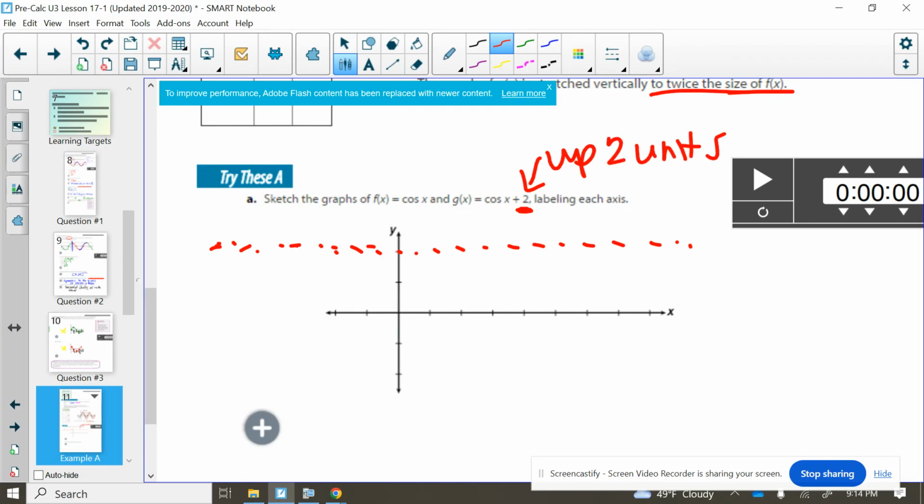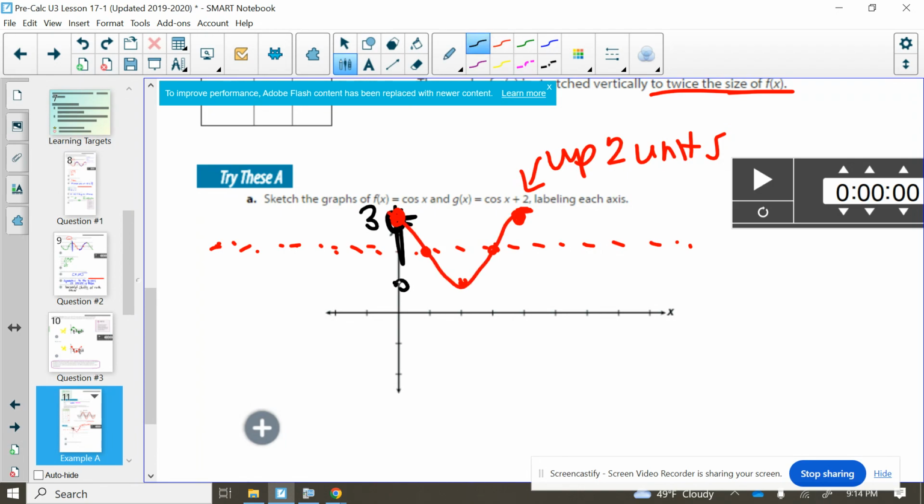So essentially what's going to happen is we still have our traditional cosine graph with an amplitude of 1. However, it's going to start up at 3 as opposed to the normal graph here. It goes down, down 1 again, back up, and then back up again. So we see that one full revolution.